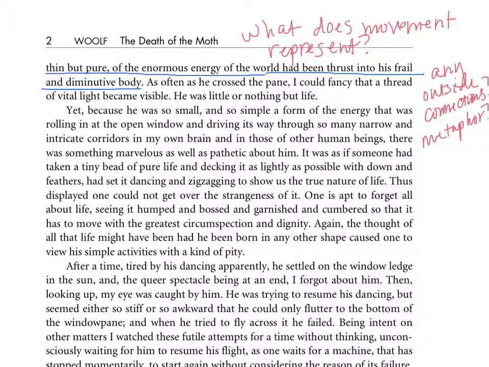Looking at the next paragraph, she seems to be reviewing or coming back to ideas that she's had previously. So if we look at the underlined sentence, again, the thought of all that life might have been had he been born in any other shape caused one to view his simple activities with a kind of pity. And I think we can maybe relate this to some outside connections. So give that some thought as we move on to the next paragraph.